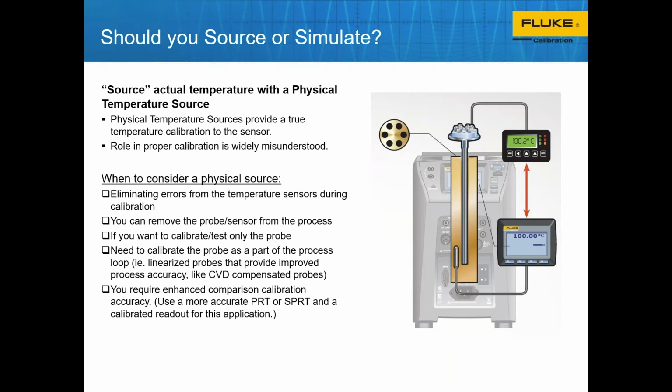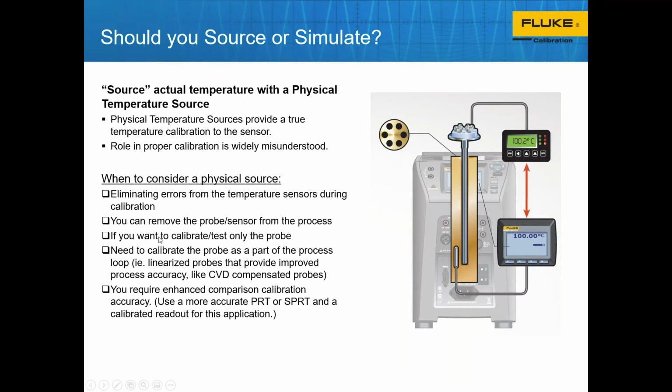So sourcing is when we actually provide the real, exact temperature to a temperature measurement probe. And that probe is typically tied into a transmitter and sending the signal. So we're doing it all at once. The actual physical temperature is what we get when we use a dry block or some other source like a wet bath, okay? You can consider using a physical source to do this when you want to eliminate the actual error from the temperature sensor itself during your calibration.